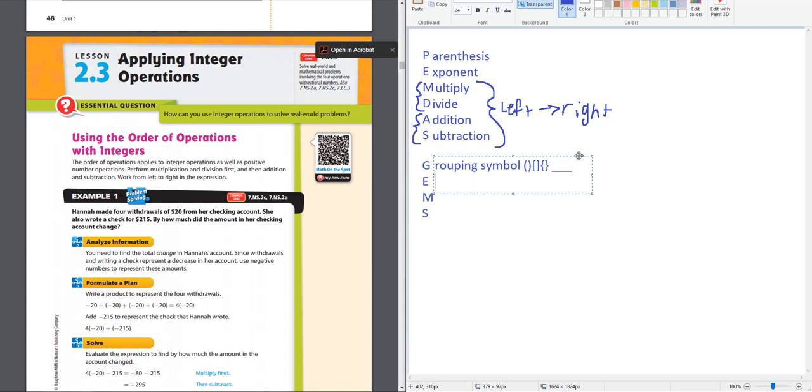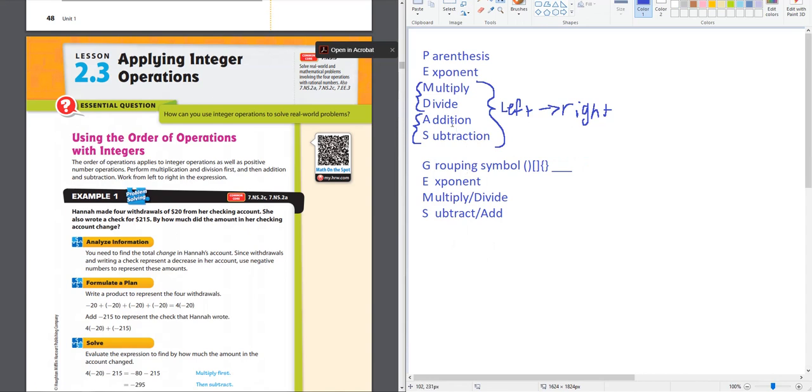So next, also still exponent. That's the same. This is multiply, divide. So they're on the same step because they should be on the same step. They should be done at the same time depending on what's left and what's right. And then last is subtract, add.